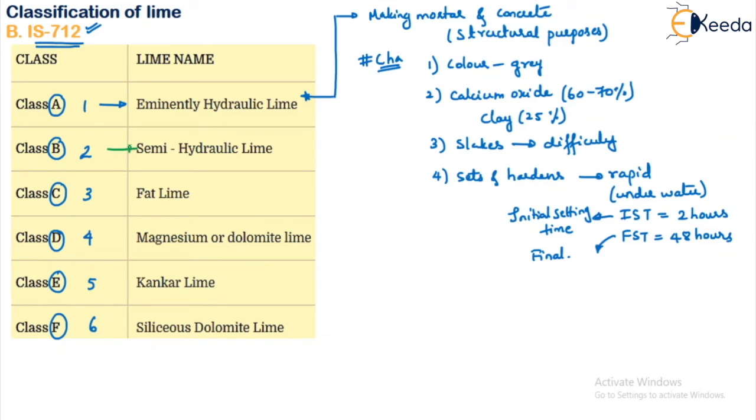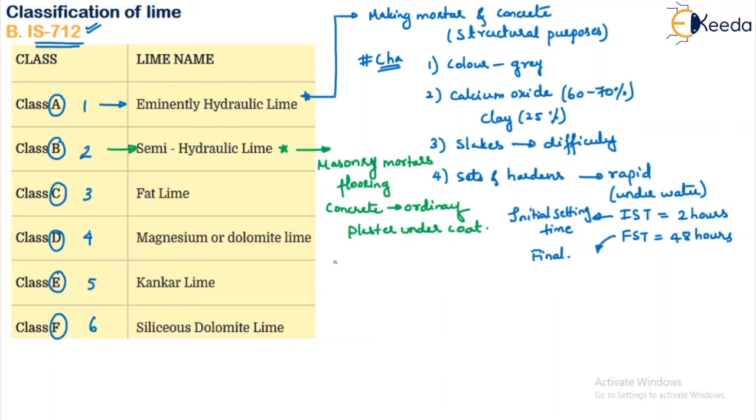So the second one is what? The semi-hydraulic lime. Now this is also used for mortars, especially the masonry mortars, flooring, and for making of concrete if it is an ordinary work or construction, and also for plaster undercoats. We are going to use this particular type of lime.